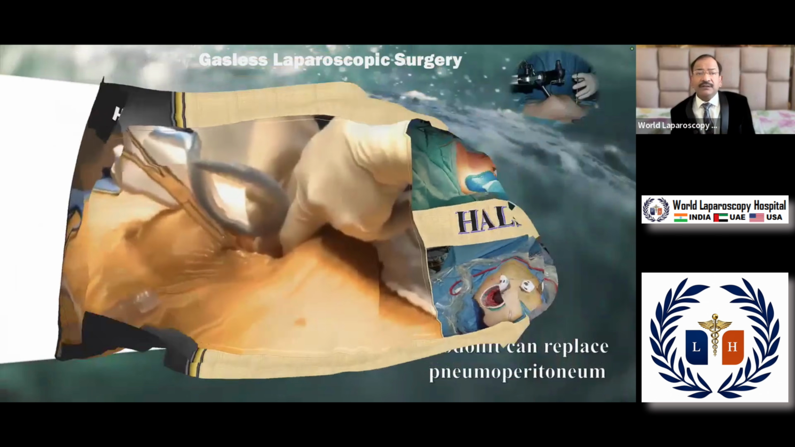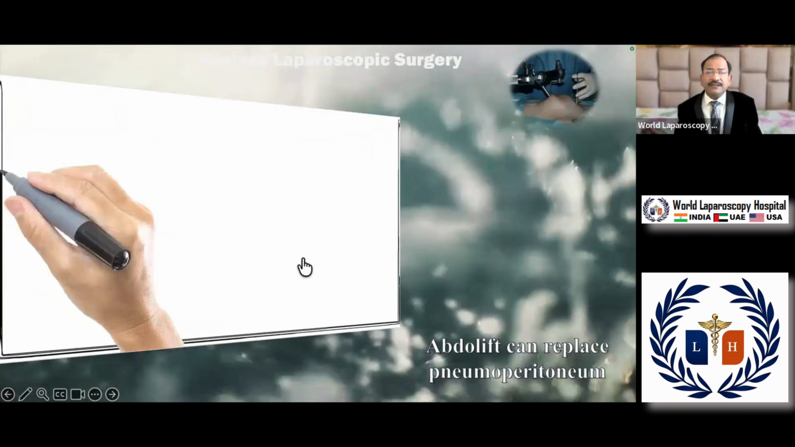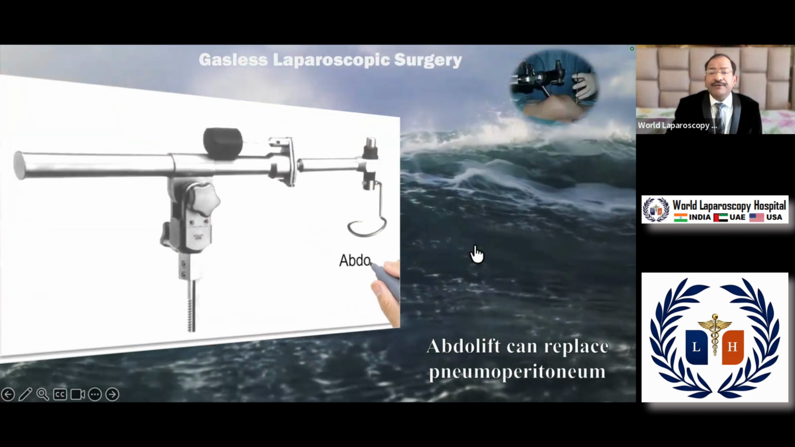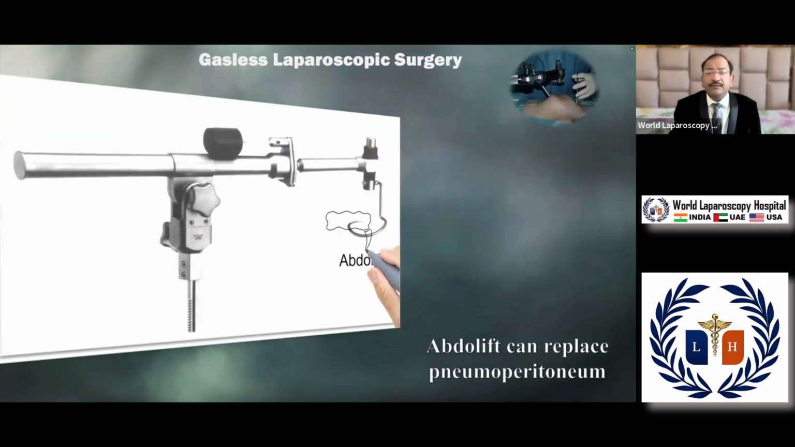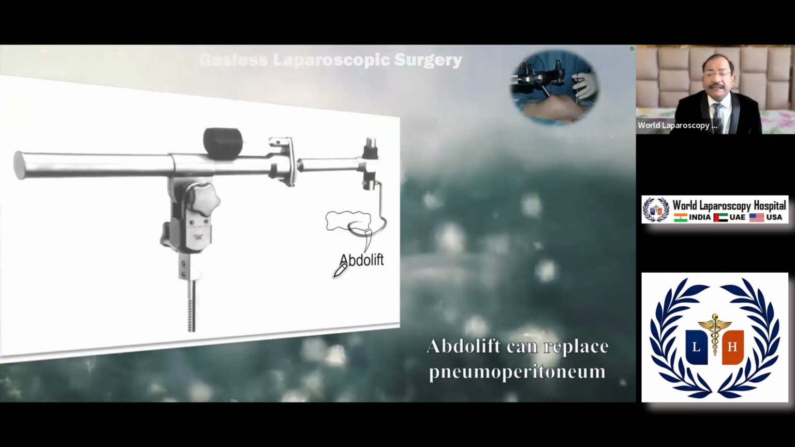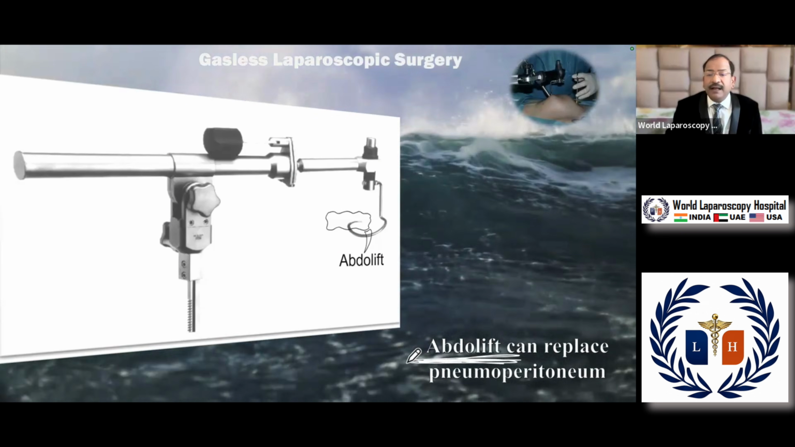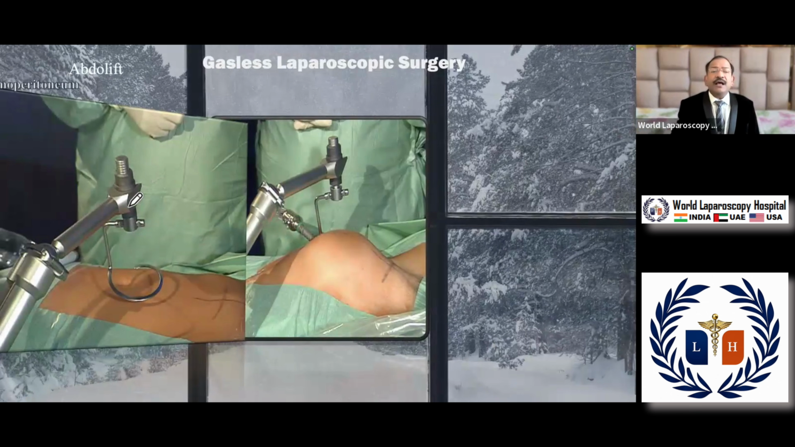the organ out. After that, you have another branch that is called gasless laparoscopic surgery. In this branch, this is the instrument that is called Abdolift. Abdolift can replace the pneumoperitoneum. You don't have to put the gas inside the abdomen. And this Abdolift is very popular and you can do gasless laparoscopic surgery. So it will lift the abdomen and you don't need CO2.